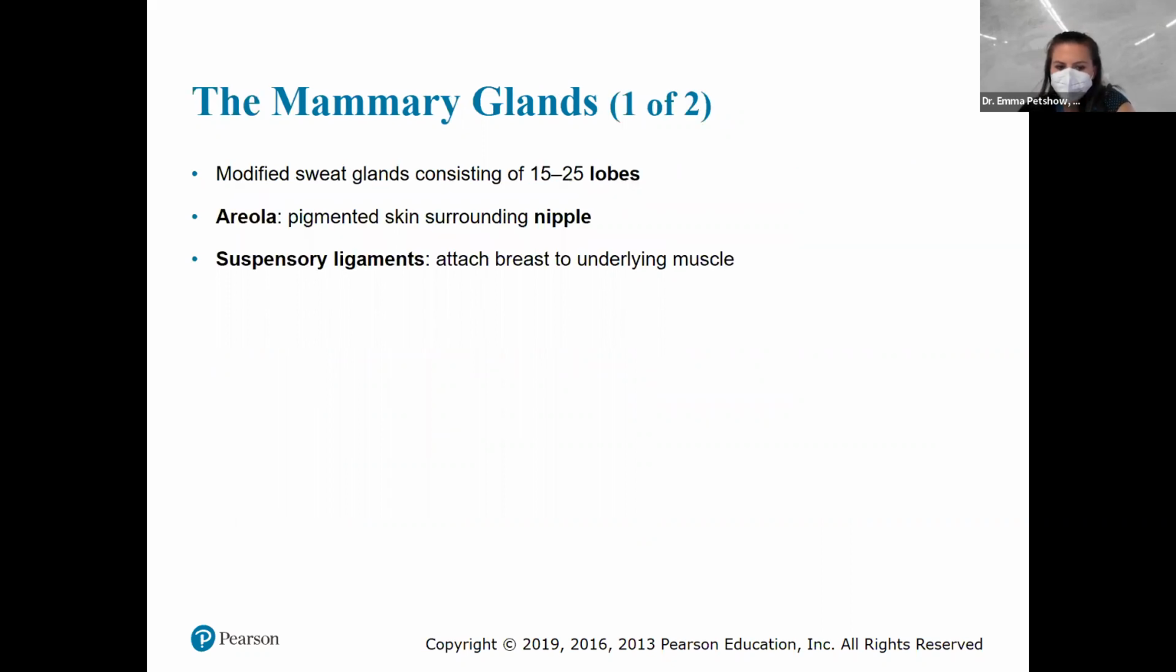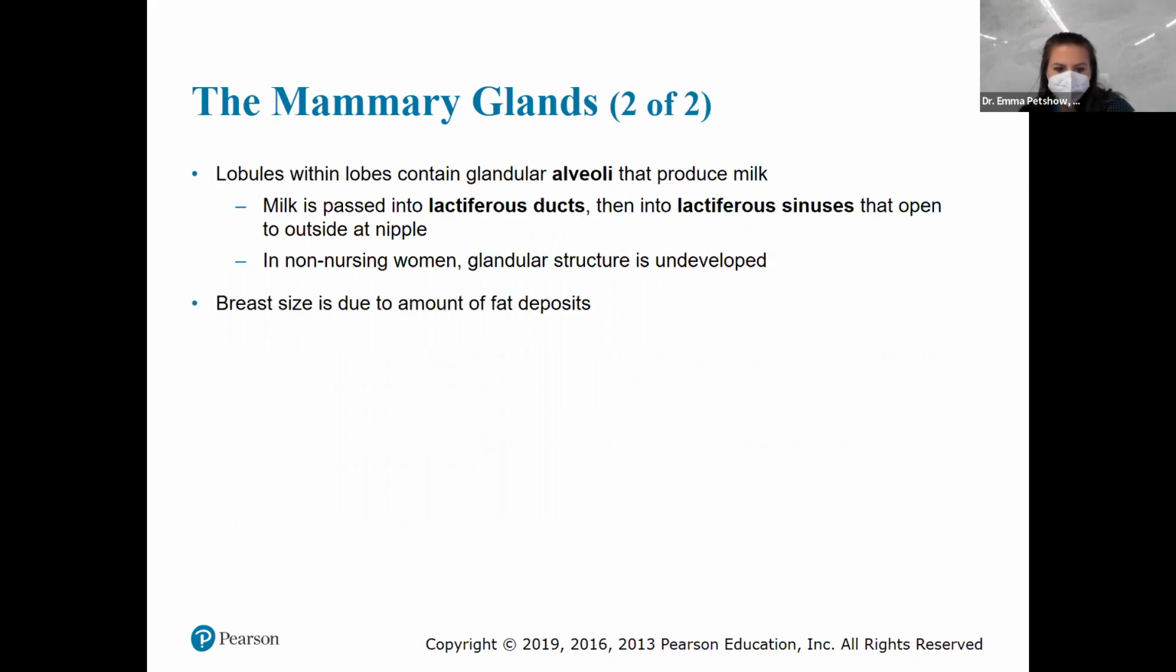We talked a little bit about this already. We talked about suspensory ligaments attaching breast to underlying tissue. We will talk a little bit about mammary glands, and we'll get into functional gamete production for the female. So mammary glands are lobules within lobes. They contain glandular alveoli that produce milk. Milk is passed into our lactiferous ducts, and those go to lactiferous sinuses that open outside the nipple. In a non-nursing woman, non-lactation, glandular structure is underdeveloped, but breast size itself is related to fat, not related to this glandular tissue or structure.